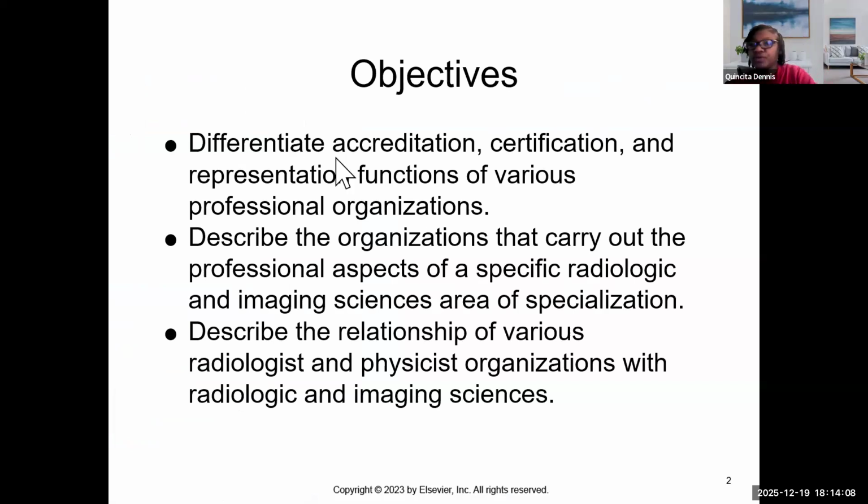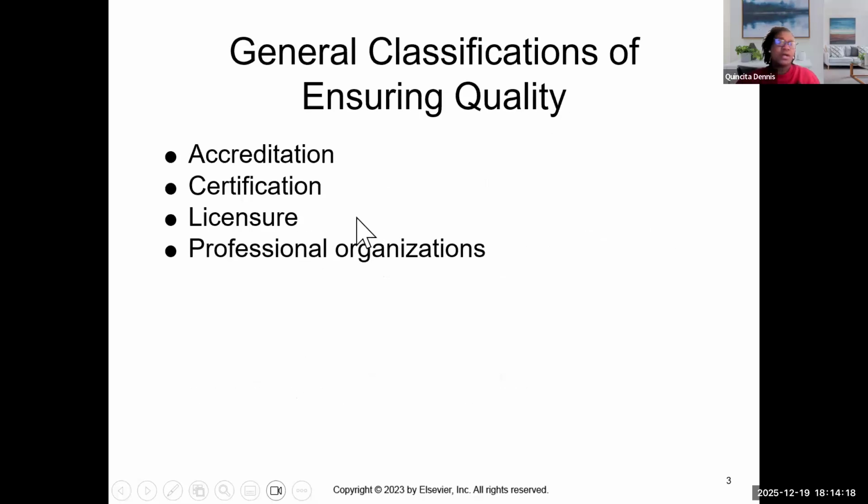All right. So moving on. All right, so the first thing that we're going to talk about is what we consider general classifications of ensuring quality. So it gives us four categories here, and those categories are accreditation, certification, licensure, and then also professional organizations. So the first one, accreditation. So this is basically how you know that your school is recognized.